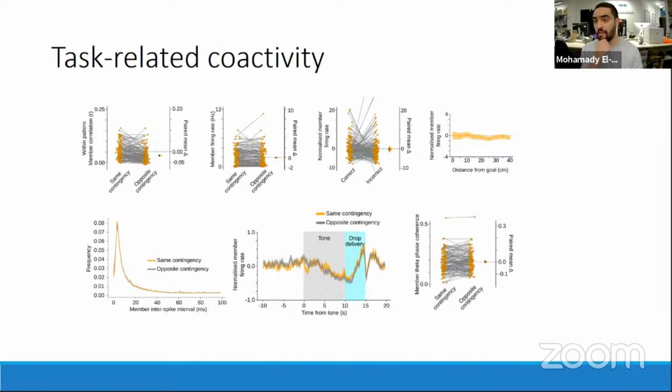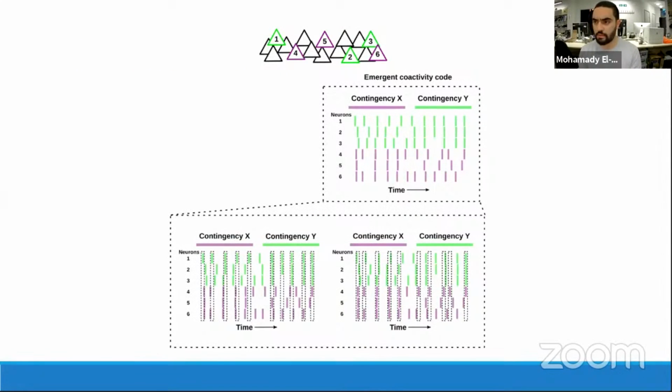And even when we look at their tuning to theta cycles, the theta phase coherence of these member neurons is not different across contingencies. So basically, every single neuron measure that we've looked at so far shows that there is no coding of contingency at a single neuron level. It seems like this is an emergent coactivity code for behavioral contingencies. And so this looks something like the schematic that I showed at the beginning, but now instead of raw stimuli, we're looking at something a bit more abstract, these contingencies.